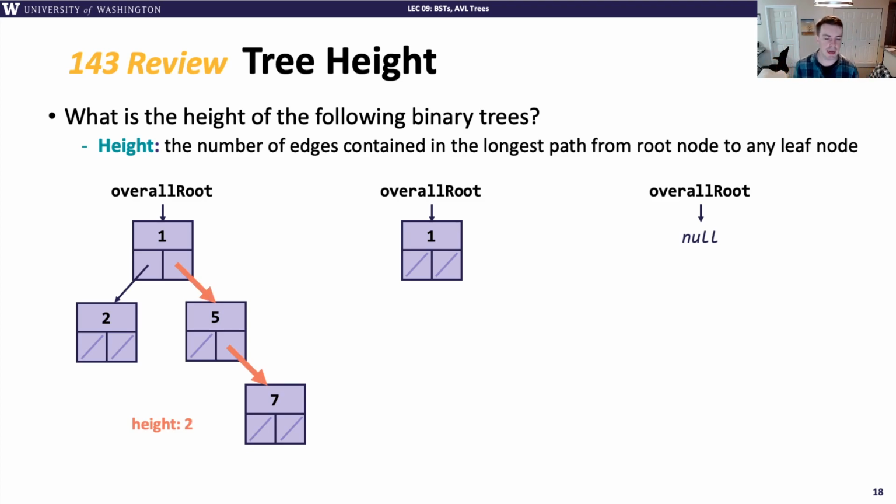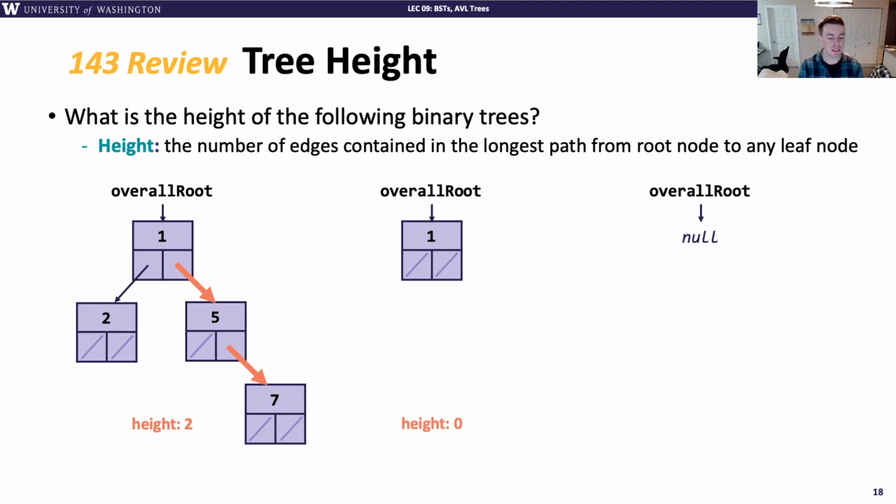Okay, now consider this middle case where our tree is just a single node. Now, how many edges do we have to take to get from root to the leaf? Well, in this case, it's none because the root is a leaf at the same time. So we'd call this tree having height 0 because there are no edges between the root and the leaves.